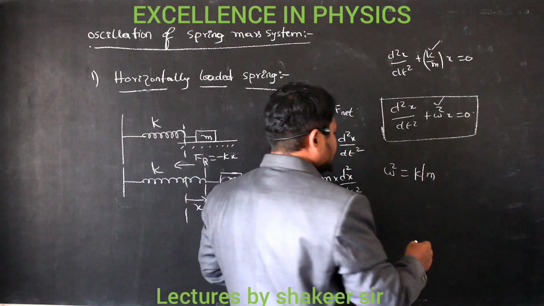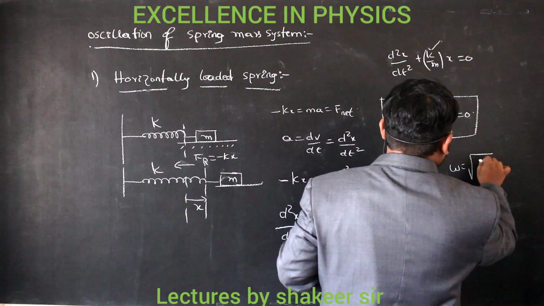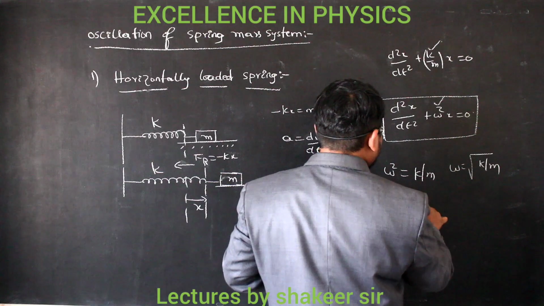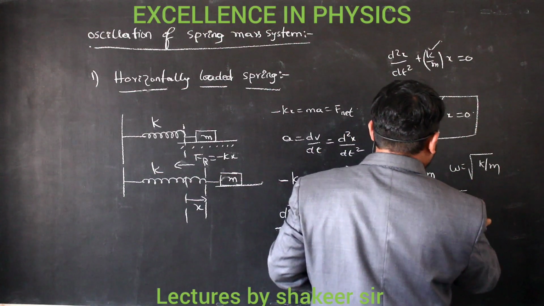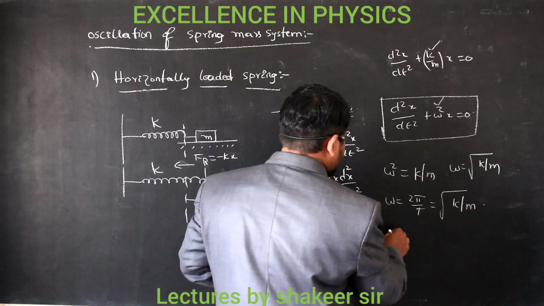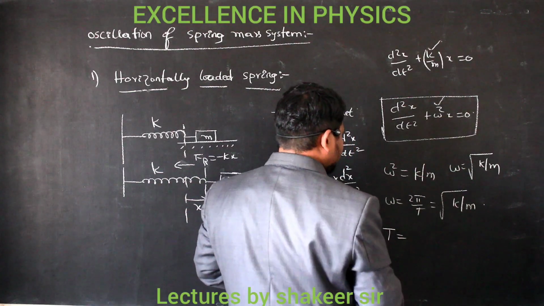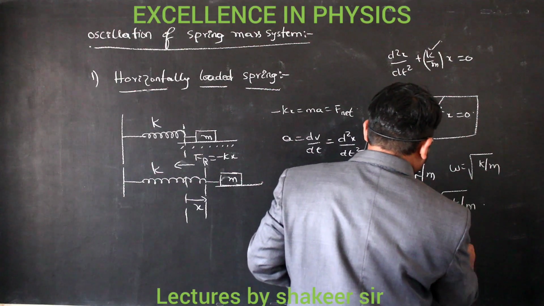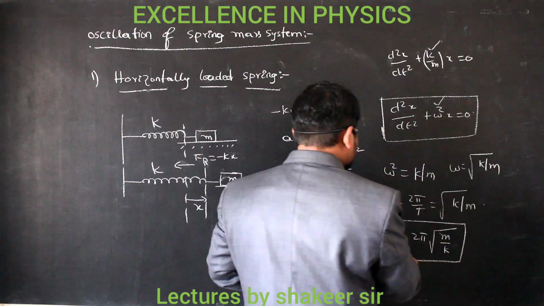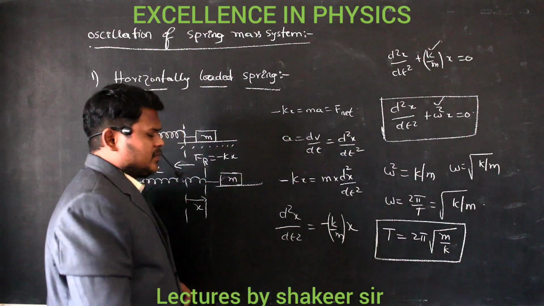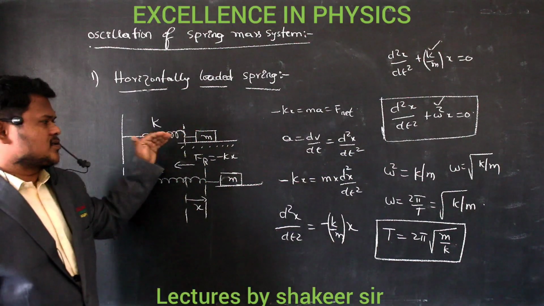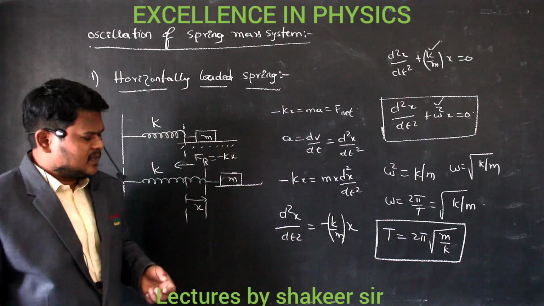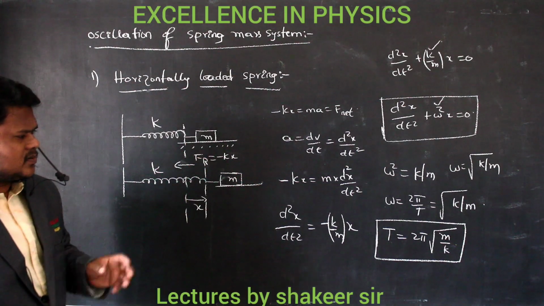Clear? So omega can be written as square root of k divided by m, and we know omega is nothing but 2 pi by capital T. So 2 pi by T is equal to square root of k divided by m. If I calculate the value of T here, it is equal to 2 pi into square root of m divided by k. Clear? This is the equation for the time period of a body connected to a horizontal spring, or the time period of the horizontally loaded body. So T is equal to 2 pi root m by k.